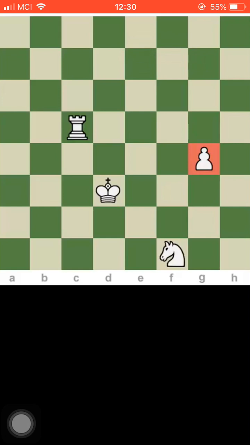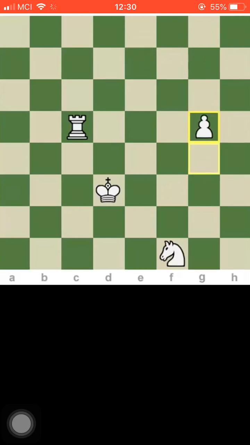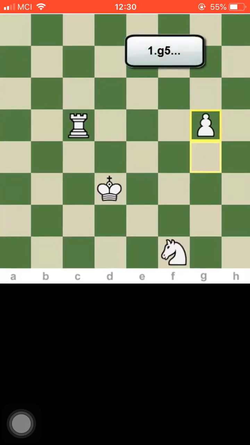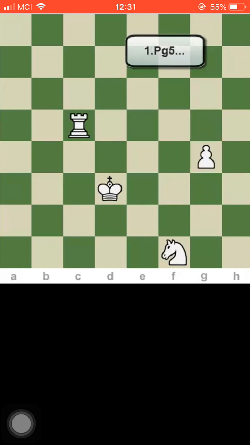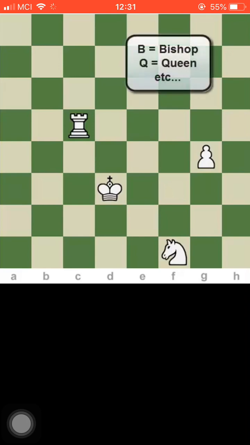When it comes to moving the pawn, typically all you need to write is the square the pawn lands on, in this case G5, as you see here. Some players, especially younger players when they first learn the game, like to use a capital P as they use with the other pieces in order to avoid confusion. We would use a capital B for bishop and a capital Q for queen, and so on and so forth.